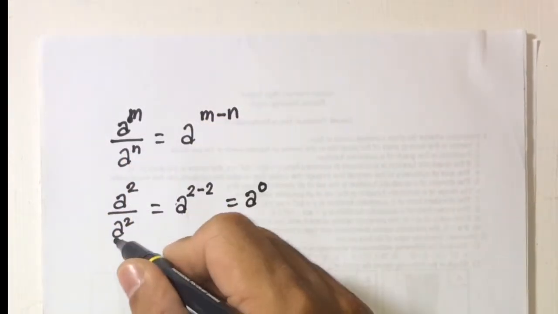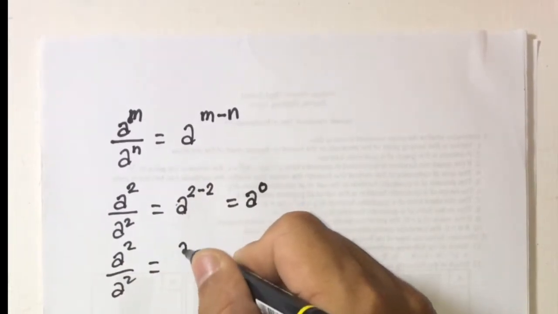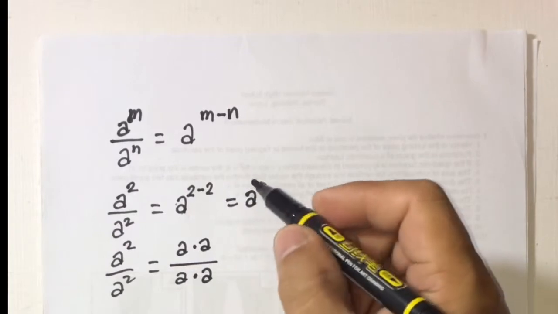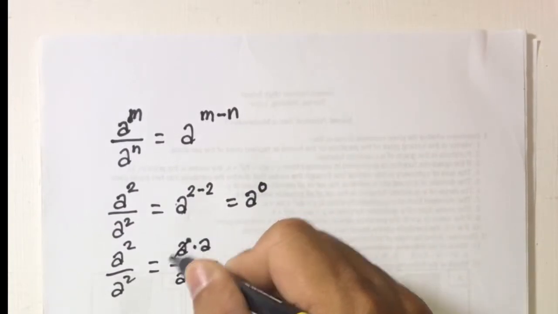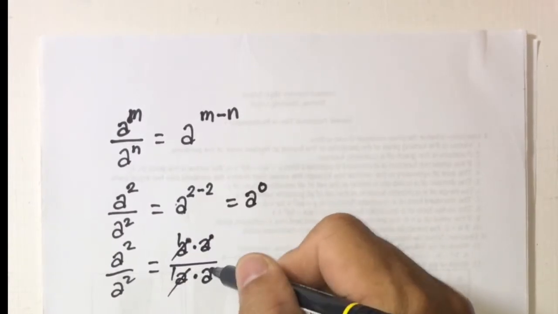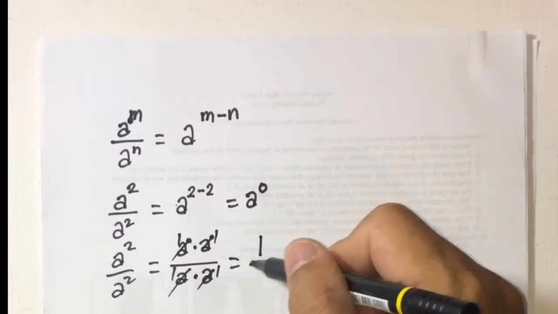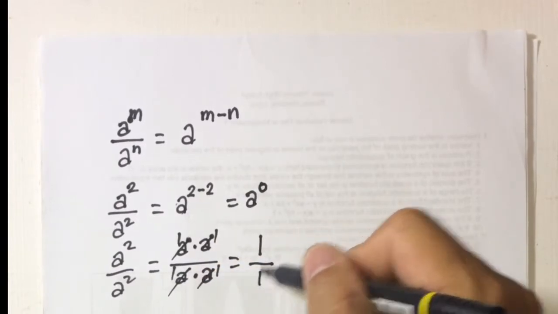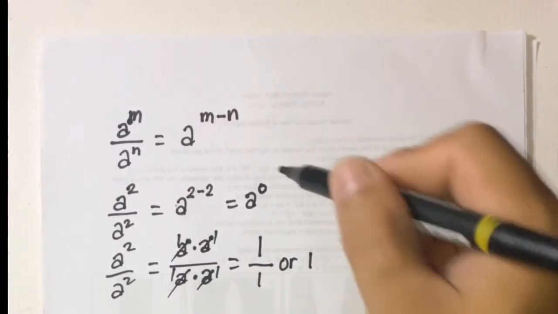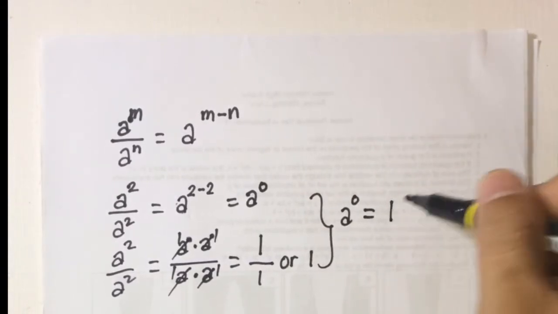Now, if we're going to have another way of solving that one, a squared over a squared, that will be a times a over a times a. Then applying cancellation process, we have a in the numerator, a in the denominator, and this will become 1, 1. Then same with the second, we're going to cancel out. The answer will be 1 times 1 is 1. Then denominator 1 times 1 is 1, or simply 1. Now in here, this means that a to the power of 0 is just equal to 1.